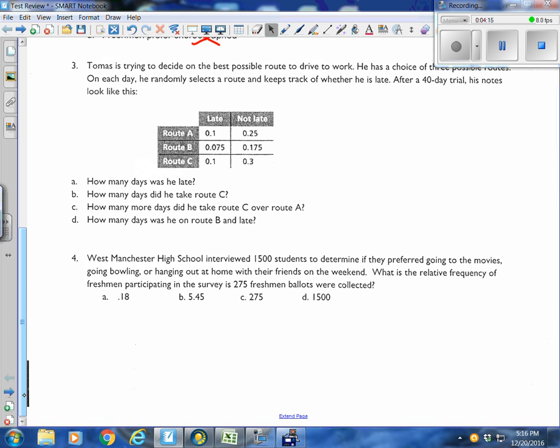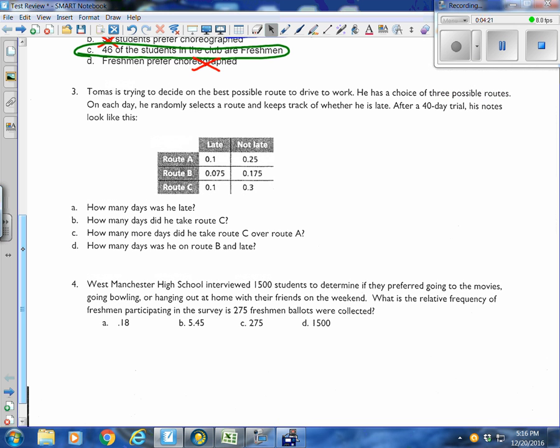Number 3, Tomas is trying to decide on the best possible route to drive to work. He has a choice of 3 possible routes. On each day, he randomly selects a route and keeps track of whether or not he's late. After a 40-day trial, his notes look like this. Now remember, he's trying to decide on a possible route to work, and we have the percents of each time.